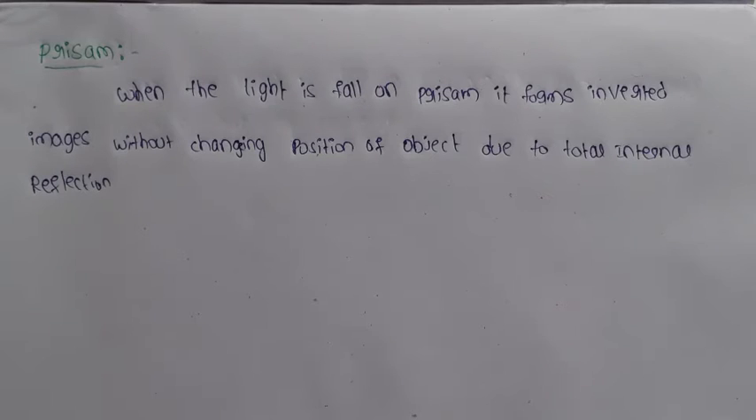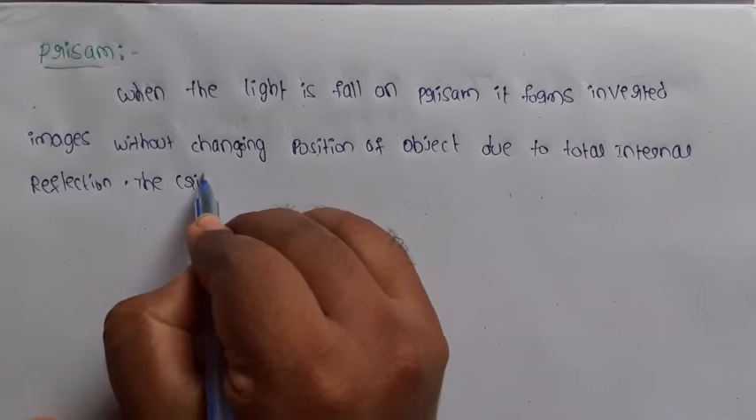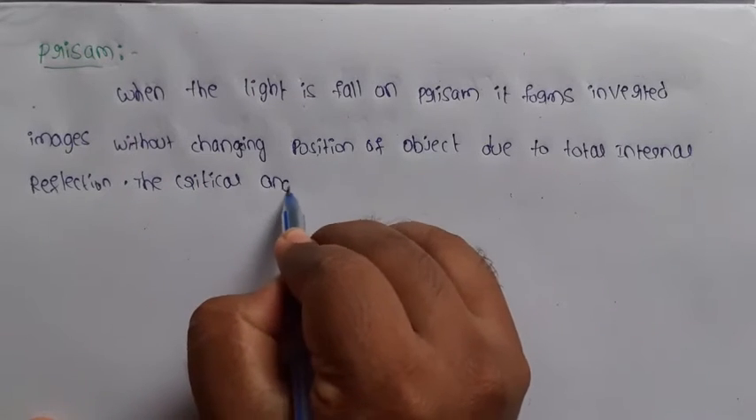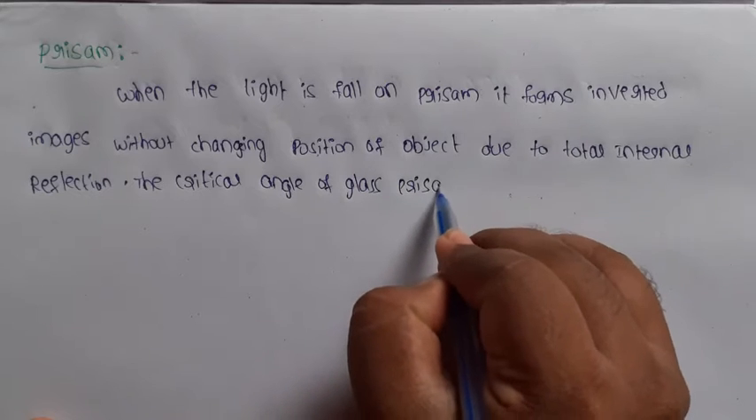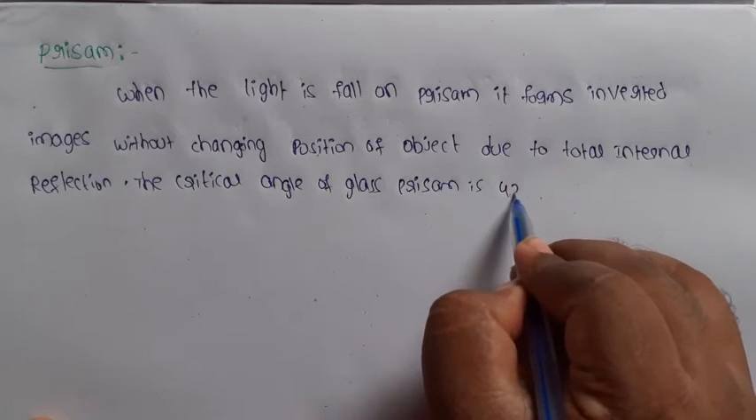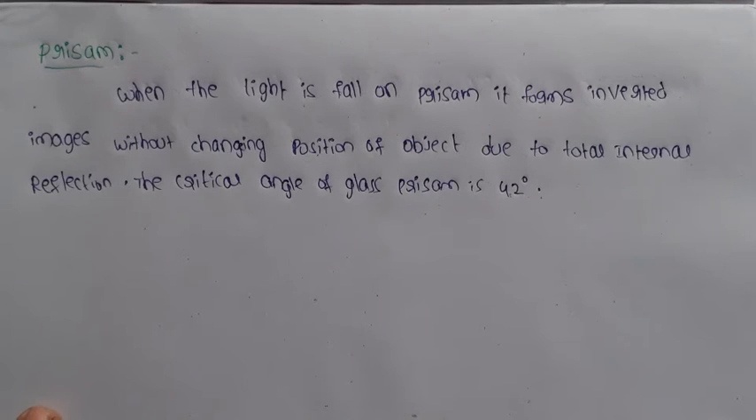When the incident angle becomes greater than the critical angle, total internal reflection is going to take place. The critical angle of a glass prism is 42 degrees. We already know the critical angle of the prism. Now we will observe how the images are formed in a prism.